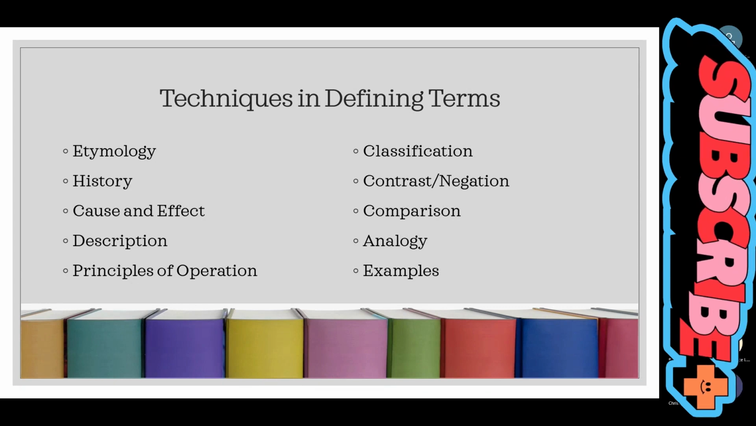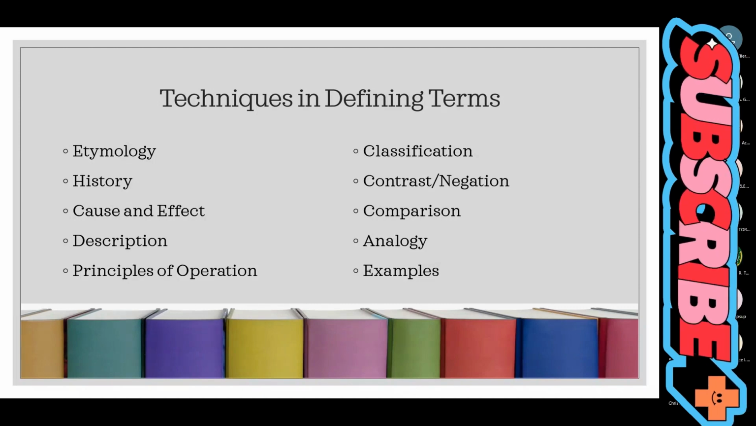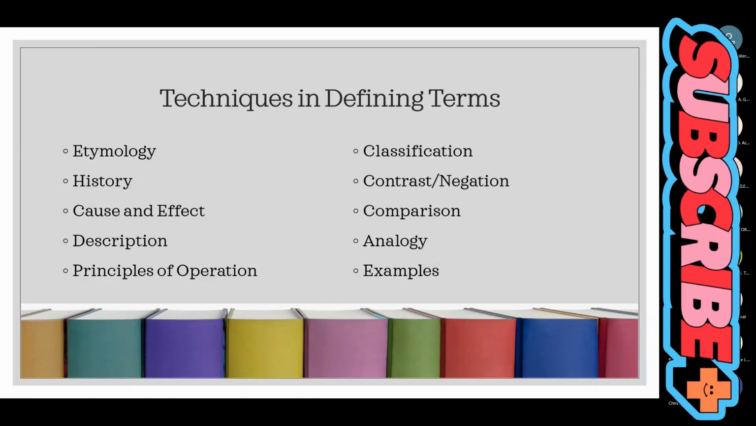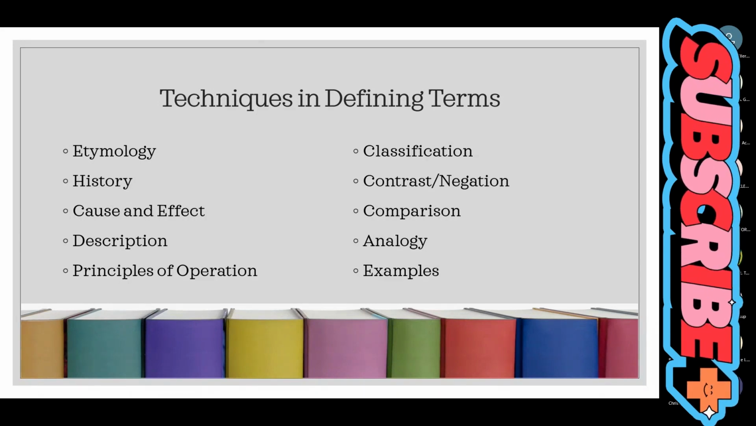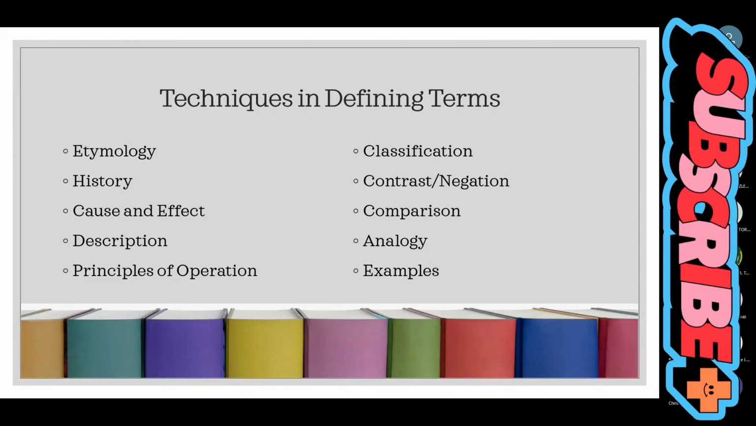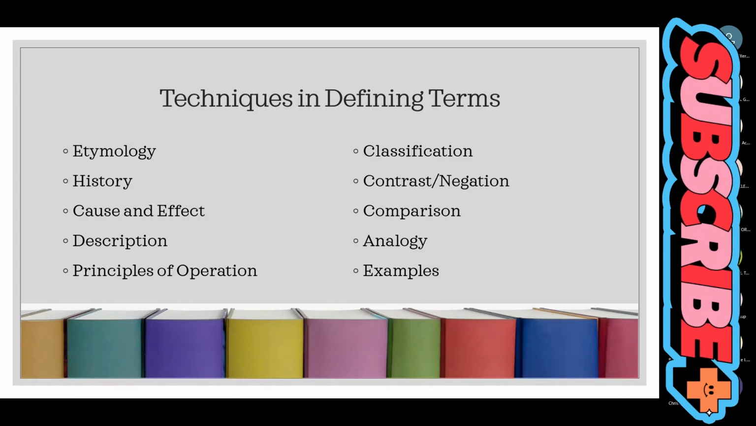The next one is description. This lists and defines the component parts. It has something to do with describing. The next one is the principles of operation. Here you discuss how the topic in question functions, including any special materials or conditions required.